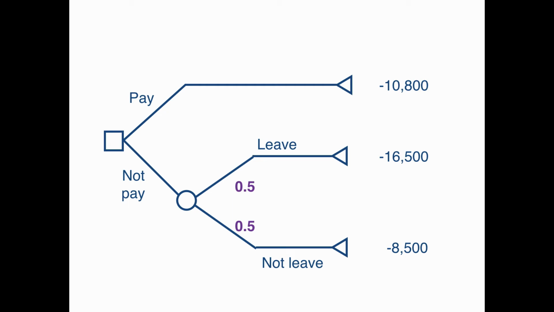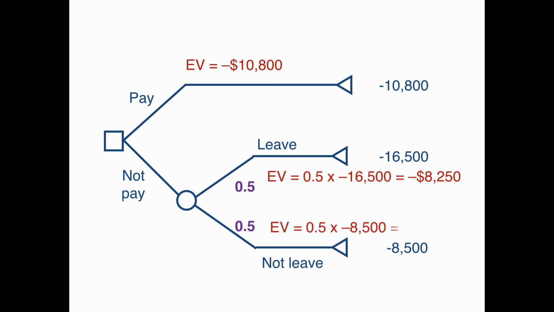The expected value of choosing to pay for the upgrade is straightforward. It's a cost of $10,800. For the chance node, we need to include the probabilities in the calculation. Here is the individual expected value, the EV, if the contractors leave. It's the probability times the costs. And here is the calculation for the branch where the contractors stay.